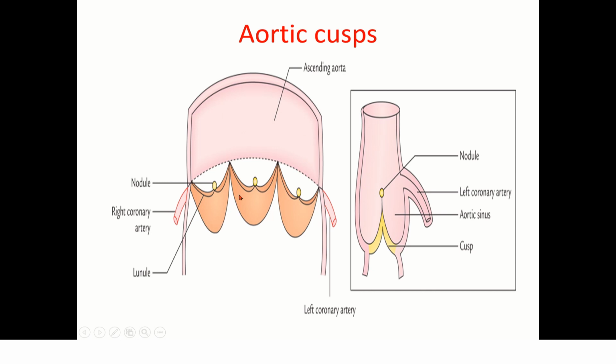So you can see here, these are the three aortic cusps, and this is the aortic sinus of Valsalva. You can see here, this is the right coronary artery arising from the anterior aortic sinus, and this is the left coronary artery arising from the left posterior aortic sinus, and this is the non-coronary sinus, that is the right posterior aortic sinus.